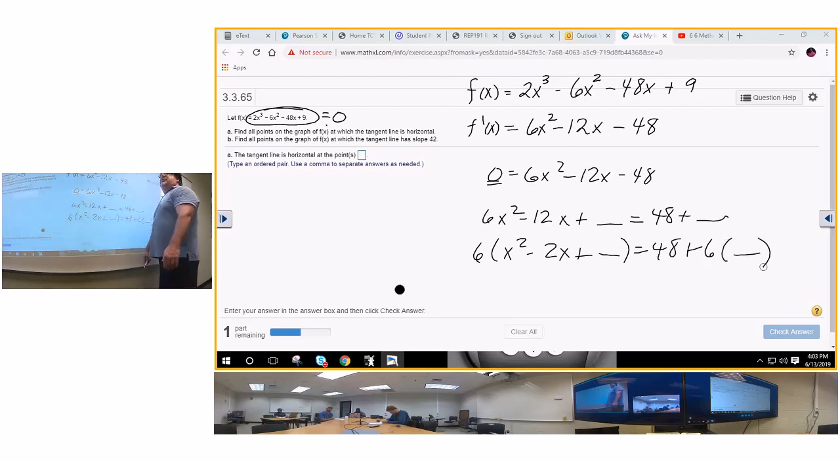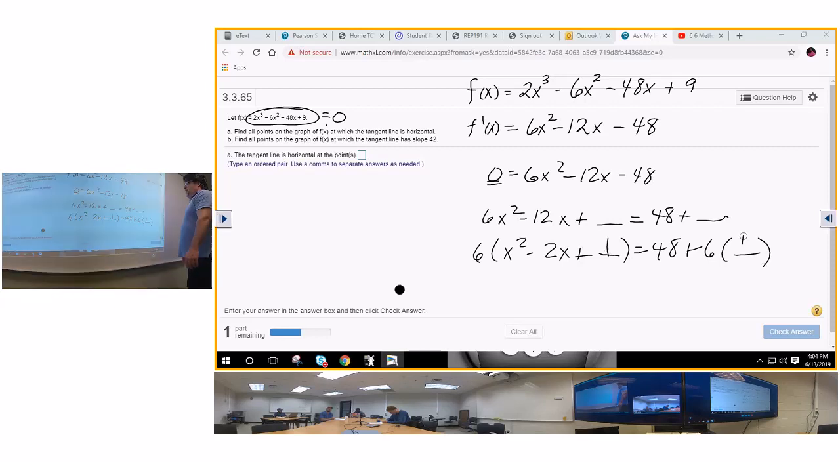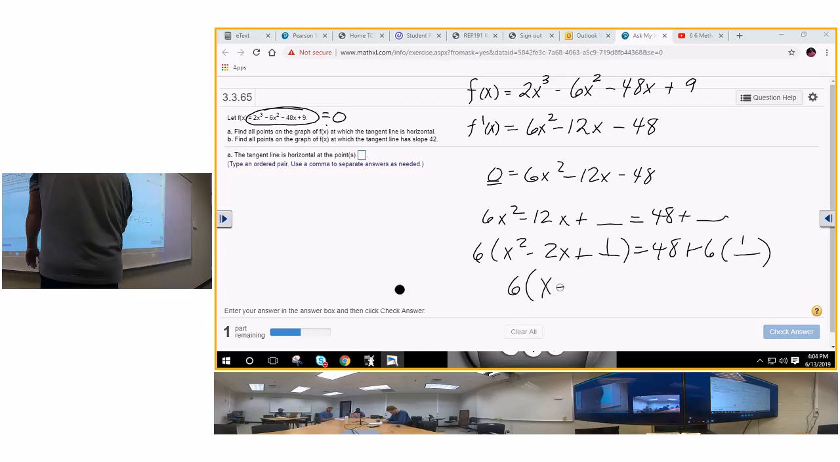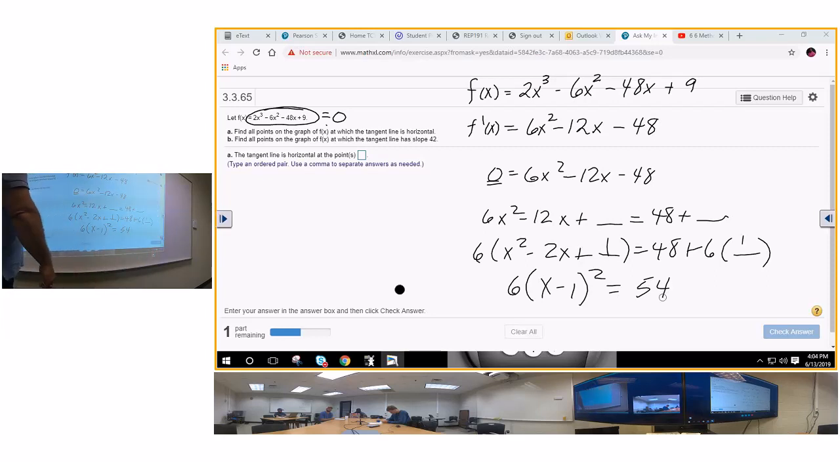2 divided by 2 is what? Use your calculators. 1. 1 squared is what? 1. And that's going to give us 6 times x minus 1 quantity squared is equal to 48 plus 6, which is what? 54. And now we're ready to, oh, this is sweet.